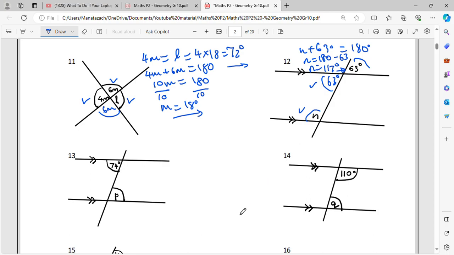Okay, let's go to question 13. Question 13, we have two parallel lines. Then you realize that this angle is forming a Z with this angle. So you can see a Z here. So we can say, since you have two parallel lines forming a Z, therefore P is equal to 74 degrees. The reason is the alternating angles, right?